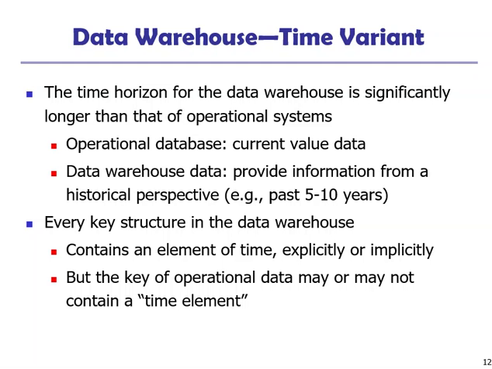Because data warehouse hosts historical data, aggregated historical data, therefore the time line for data warehouse is significantly longer than any of the operational systems. For example, past 5 years to 10 years. Operational database host current values, right? And a data warehouse has aggregated information, and it's periodically refreshed. So because of this, the historical perspective, any element of the data warehouse, you can see it's implicitly or explicitly referenced to a time frame. In contrast, operational data is providing current view, therefore it may or may not have this time element.